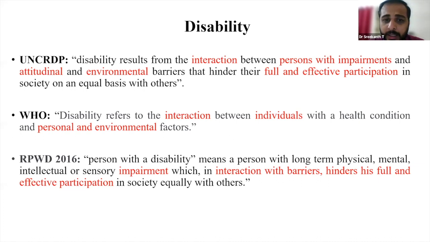I have highlighted in red where you can see that in all the definitions, it is clearly mentioned that disability is not just a single factor. It has multiple interrelated factors, such as impairment, individual factors, social factors, environmental factors, as well as attitudinal factors. These factors interact with each other, and that can prevent a person with that particular condition from effectively participating in various social and other activities in society.